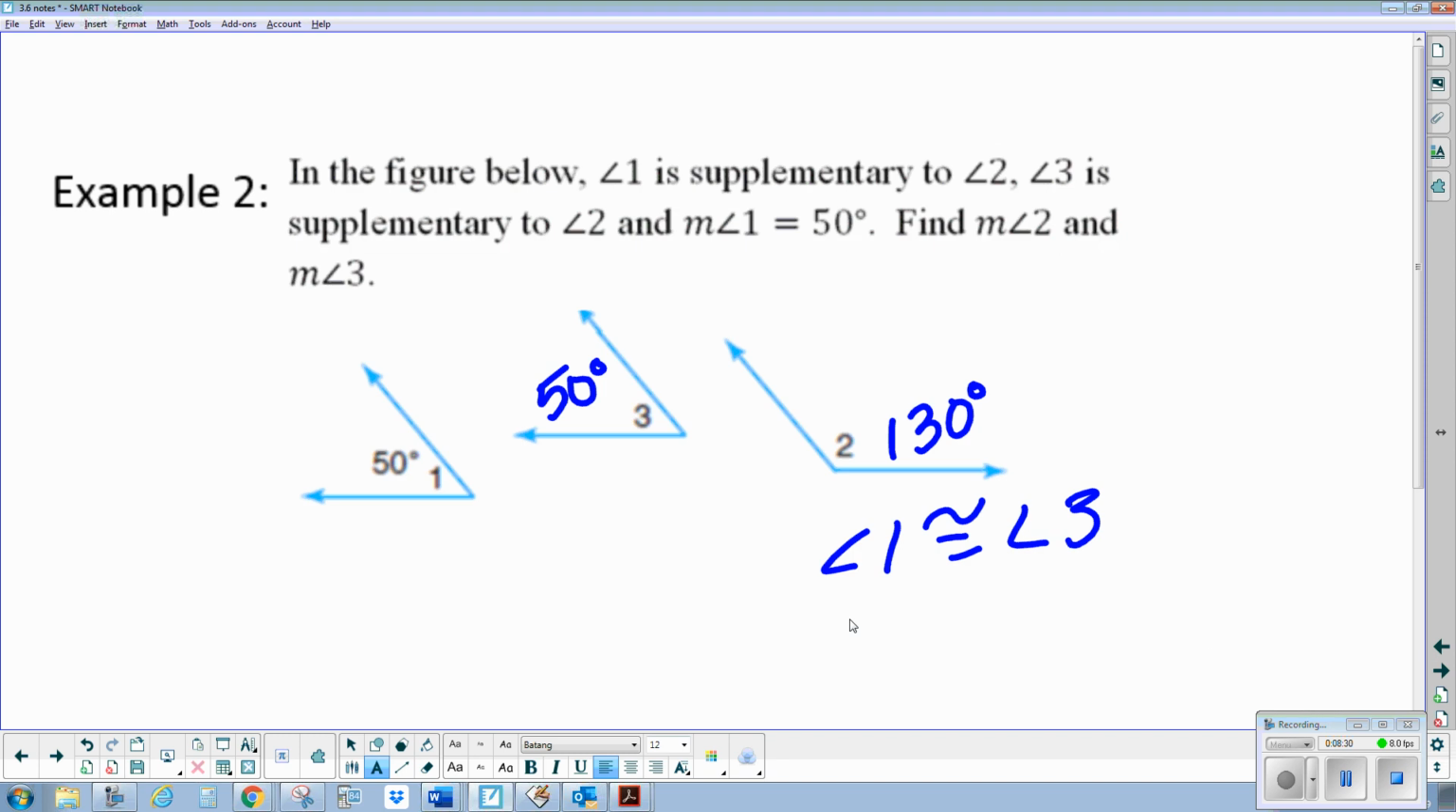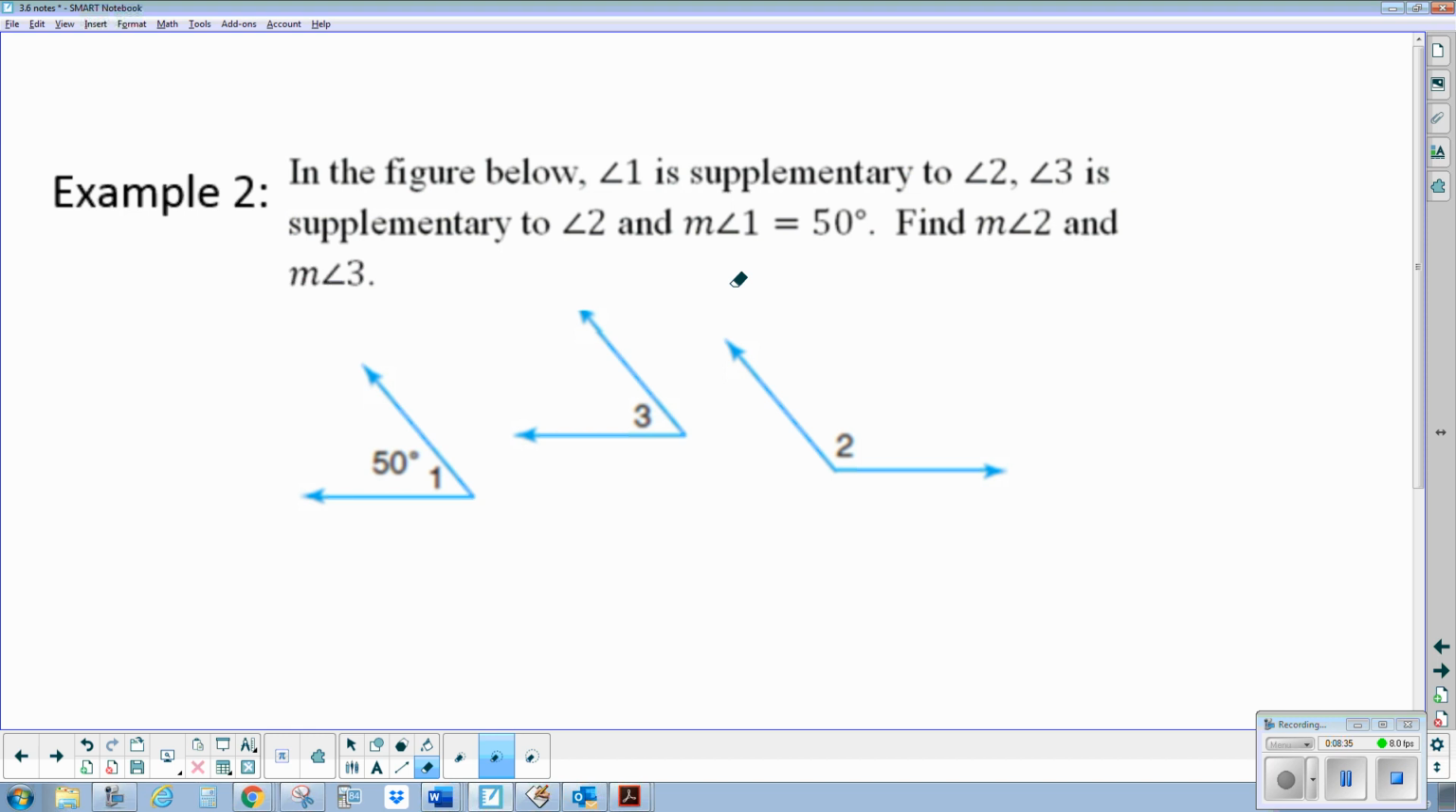Now the second example is using the same kind of idea, but we're going to use the theorem that says if two angles are supplements to the same angle, then they have to be congruent. So in the figure below, it says angle 1 is supplementary to angle 2. Let's stop right there. What does that mean? If angle 1 and angle 2 are supplementary, then they have to add up to 180. So angle 2 has to be 130 degrees.